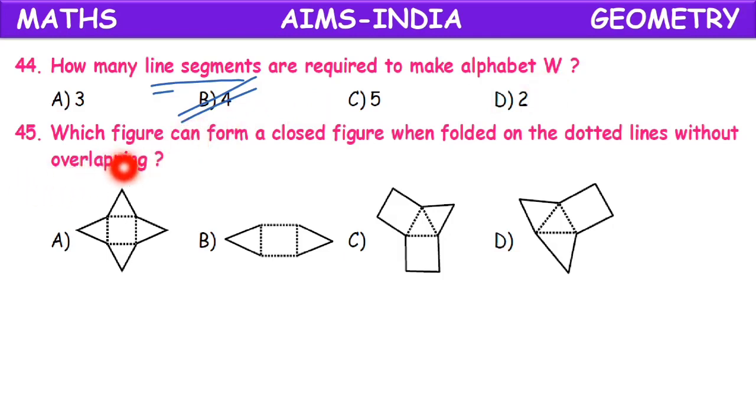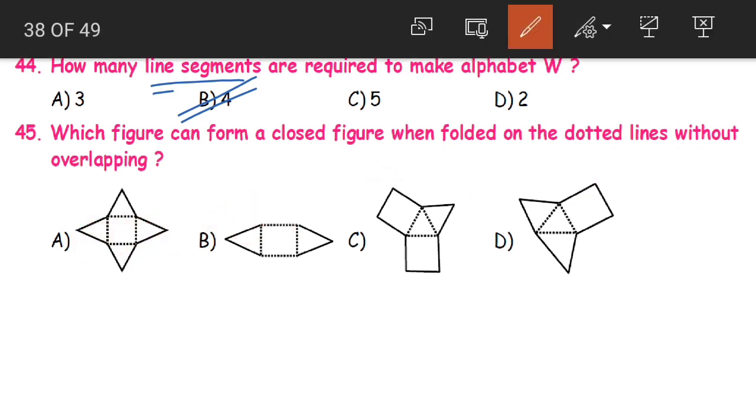Coming to question 45, which figure can form a closed figure when folded on the dotted lines without overlapping? What should we do? We have 4 figures, and we have to fold them. Where should we fold them? How should we fold them, children? We should fold them along the dotted lines. These are the dotted lines. So we have to fold here. This should be the base. These dotted lines should be the base, and the remaining ones, all these will come up, just like we are making a box.